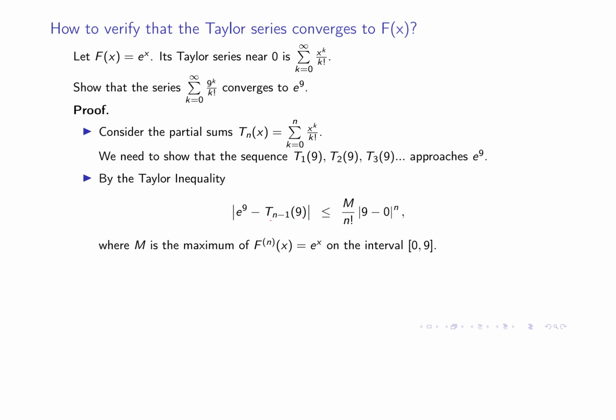You remember that every time we compute a Taylor series, we compute it near some point. So the Taylor series which contains powers of x is the Taylor series at x equals 0. So we have 9 minus 0 to the n term. Then at the bottom we have n factorial. That all comes from the Taylor inequality, if you remember. We also multiply by the maximum of the nth derivative of our function on the interval from 0 to 9.